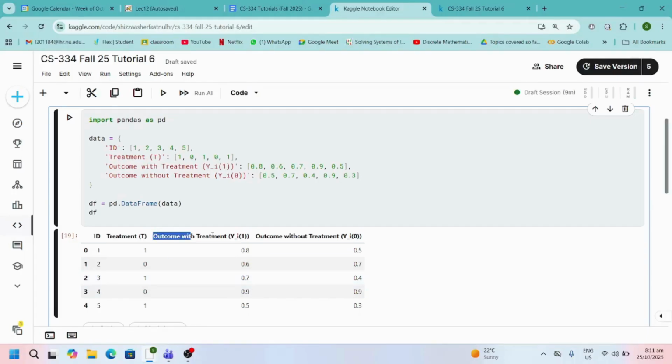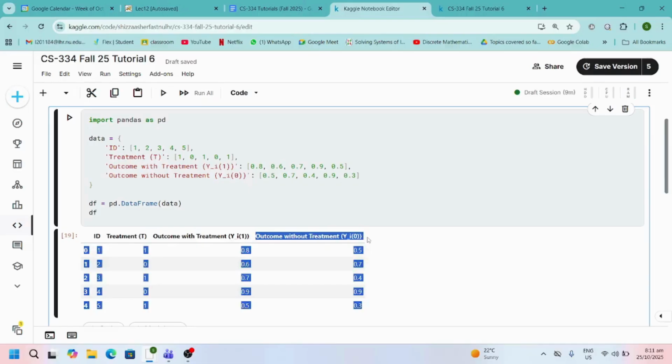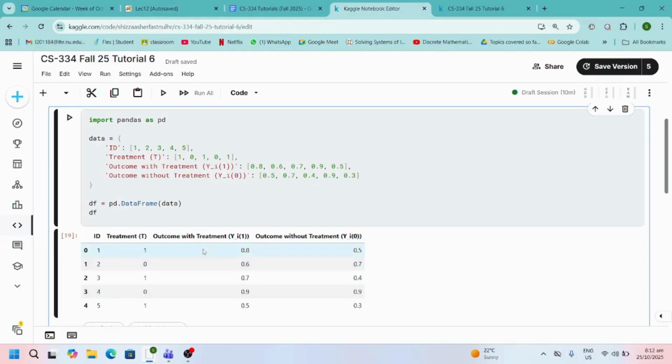Then you have the outcome given that the treatment was administered and the outcome without the treatment. All right, so this is yi1 and yi0. I will first of all try and find the individual treatment effect. So for each individual, this is fairly straightforward. I will do yi1 minus yi0 for every individual.